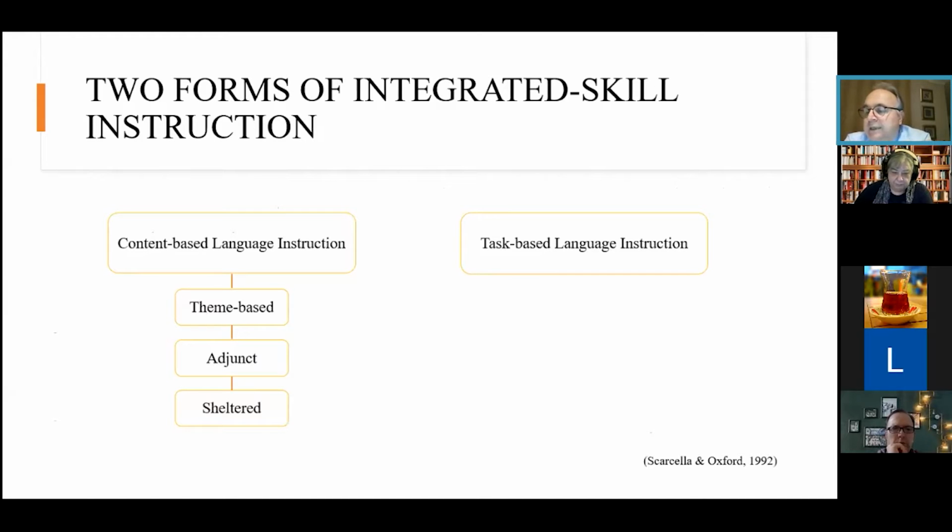So why did I take these two types of instruction? Because these two are mostly used in our field, in language learning and teaching. Task-based and content-based language instruction. Okay, so let's try to clarify what we mean by content-based language instruction and what we mean by task-based language instruction.